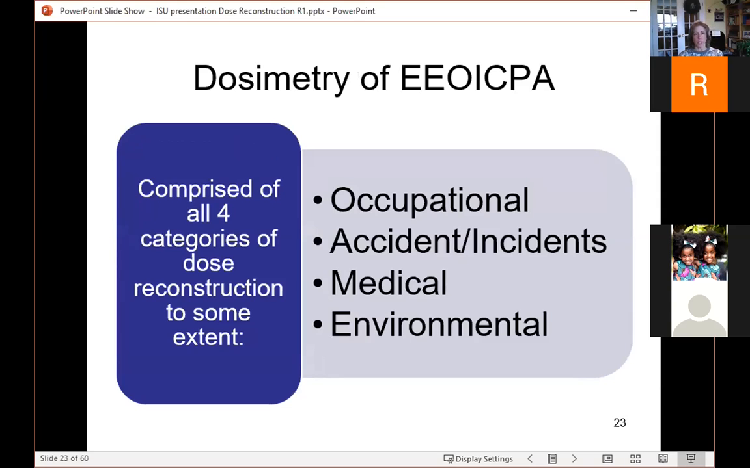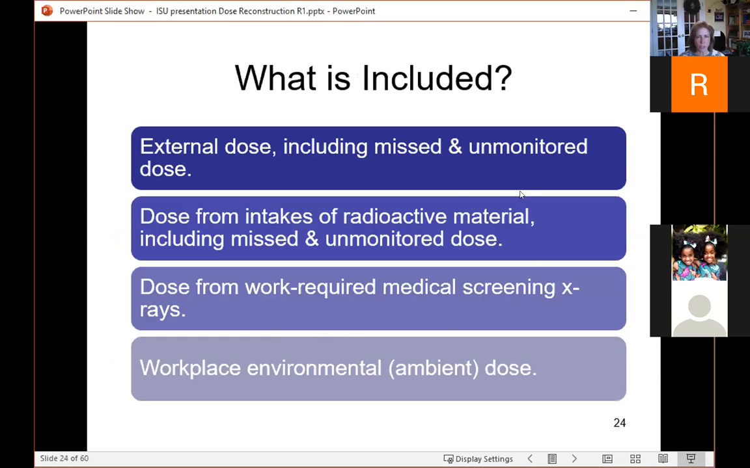So for the dosimetry of this program, I mentioned the 4 types of dose reconstruction earlier. We pretty much cover all 4 of these types. Occupational dose, accidents and incidents are included, medical exposure related to work is included, and environmental dose. So these are the specific forms. We include external dose, which includes missed and unmonitored. Missed dose is dose that you're monitored for, but because of the detection limits of the monitoring method, you could have been exposed to that, but it's not detected because it's below the detection limits of the particular monitoring type. Unmonitored is just that. There are periods of time where no monitoring was performed, but we still have to figure out what the dose might have been during those times.